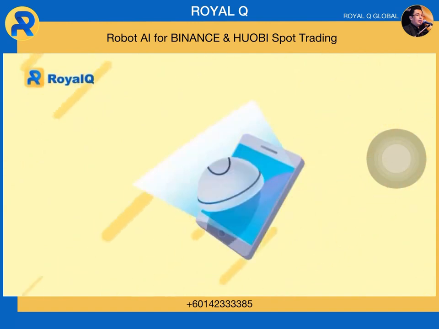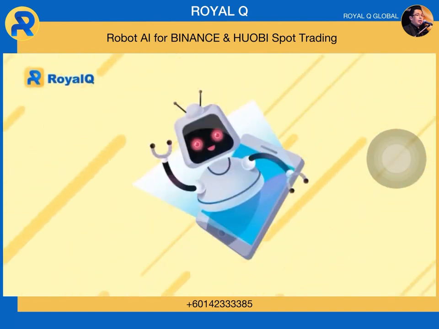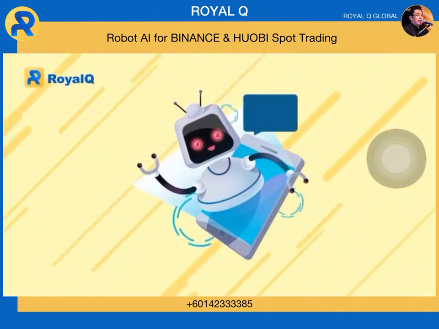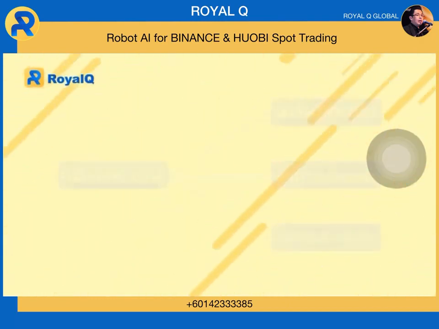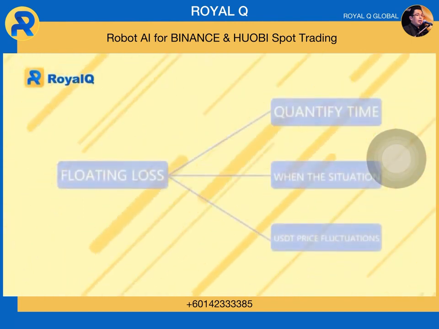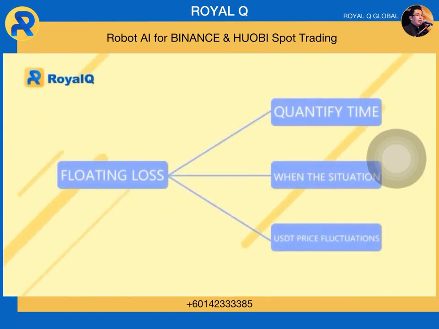Intelligent quantification is to execute orders in strict accordance with the strategy model and market monitoring data, so there will be no loss of sales. The existence of floating losses is affected by three aspects, namely, the current situation, the time of quantification, and the price fluctuation of USDT.